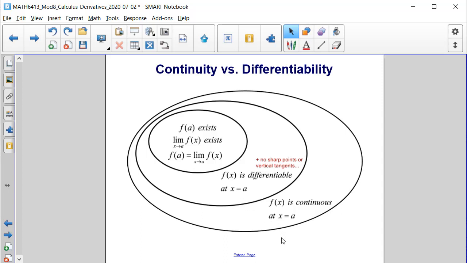Notice that not all functions that are continuous throughout their domains, such as f of x equals absolute value of x, are differentiable, because in that absolute value function you have a sharp point. So you can have continuous functions that are not differentiable. So that's why this Venn diagram is a good explanation of these past few slides.